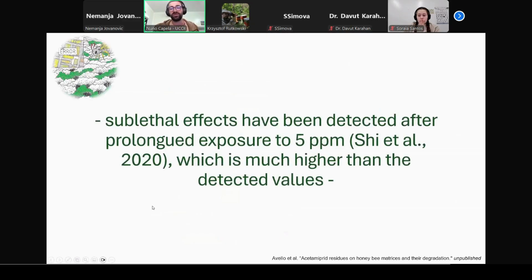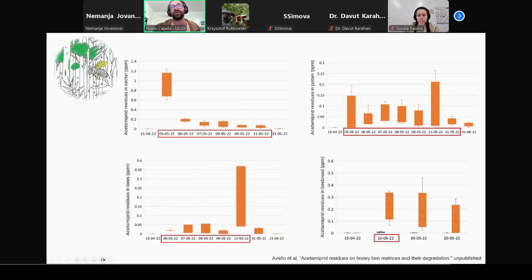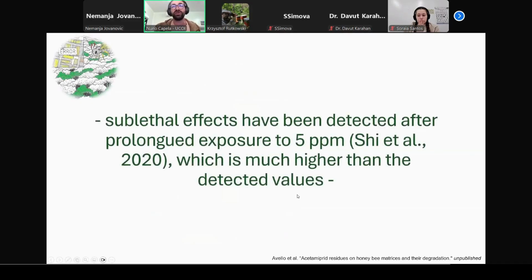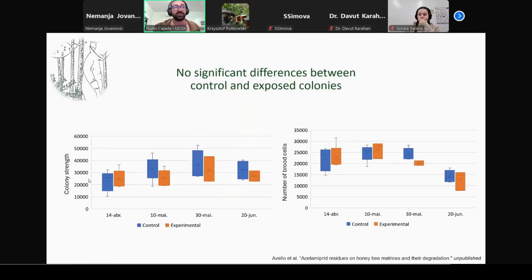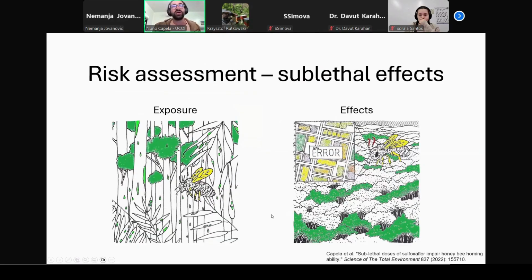As you can see, sublethal effects have been found at 5 ppm, and we did not even get that close. In nectar, we had 1 ppm. All of the other values are much higher. And this time, we also had control and exposed colonies, and we did not see any differences at all in colony strength and number of brood cells.